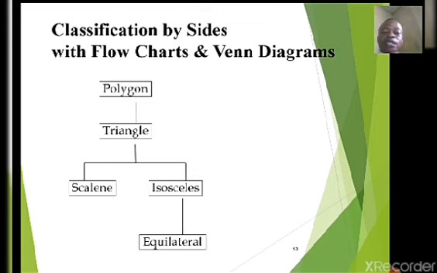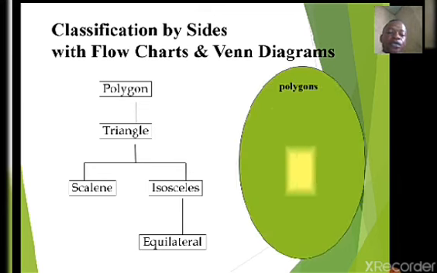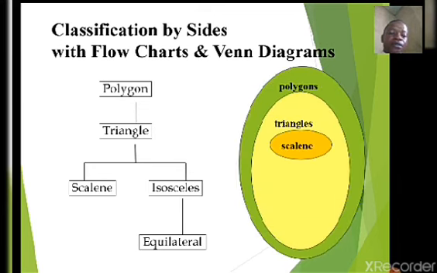So that's the flow chart, or a kind of Venn diagram that explains what a polygon is. Under polygon we have a triangle. So we can see the Venn diagram, more or less like the universal set is polygon, then the subset is triangle, and under triangle we have scalene, isosceles and equilateral, all these three types of triangle based on their side classification.